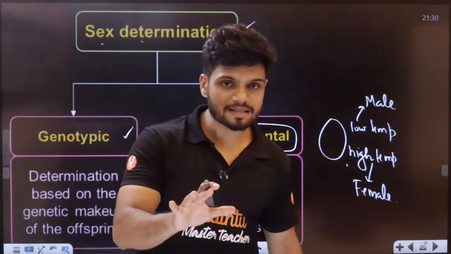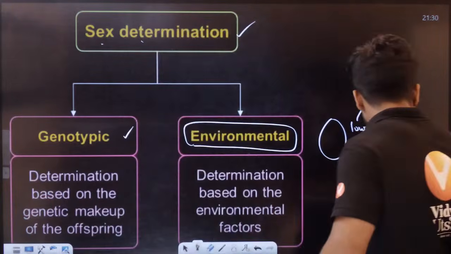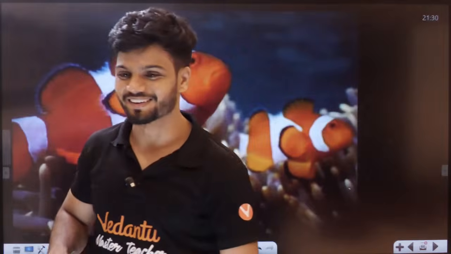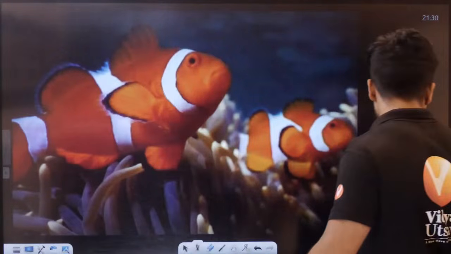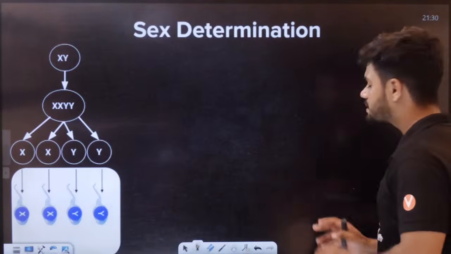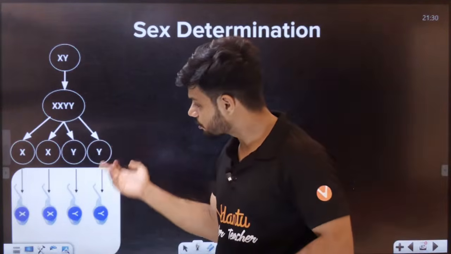Students, similarly it is seen in the case of clownfish also. In clownfish, the top one is always female. If the top female dies, the next large male will convert its sex into a female. The male will become female there. Okay, that is seen in the case of clownfish also. But we are not interested in that right now. We are interested in the normal sex determination that is based on chromosome.